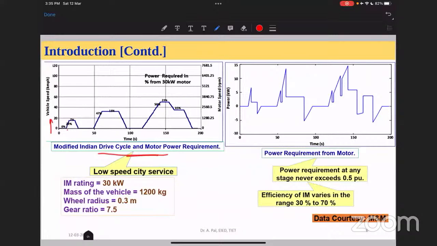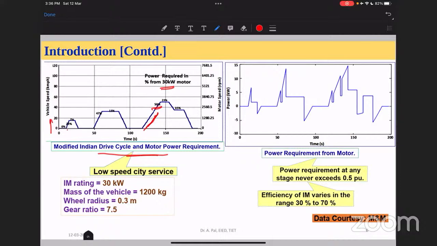Here you can find that at this position, at this slope, when the vehicle is accelerating, it requires a maximum of 50% of its energy. That means it is not going to use the full capacity of the machine. Here the induction motor used is a 30 kilowatt induction motor. This is a real-time study, and this data I got from Mahindra and Mahindra Electric.